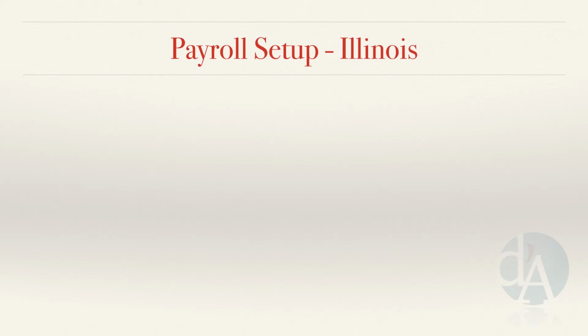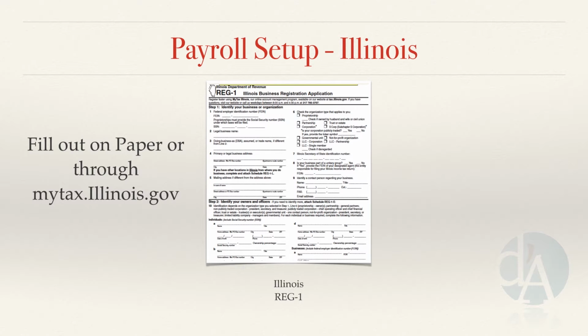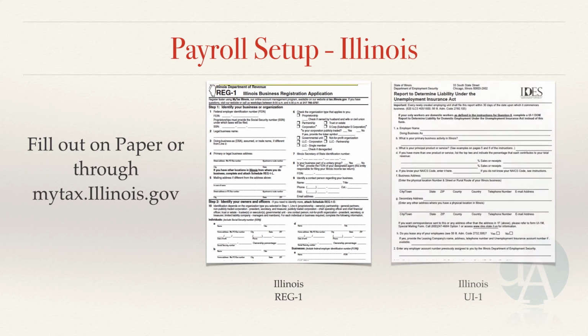So for registering in Illinois, you must fill out Form REG-1 either by paper or online at the mytaxillinois.gov website. In order to start your unemployment account, or to set up the unemployment account in Illinois, you must fill out the Form UI-1. In the state of Illinois, you would not be done filing forms.